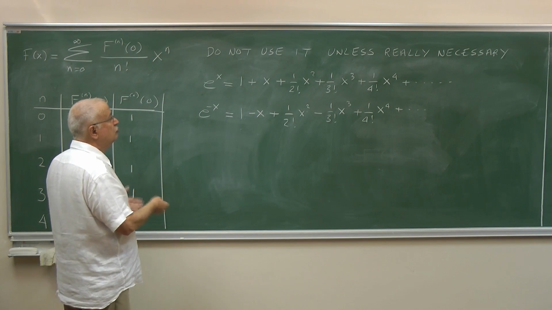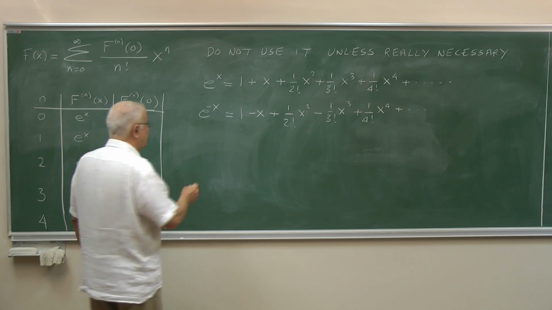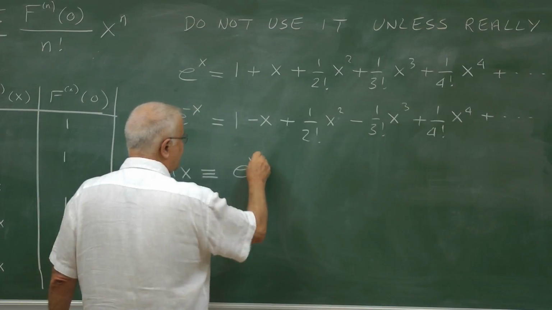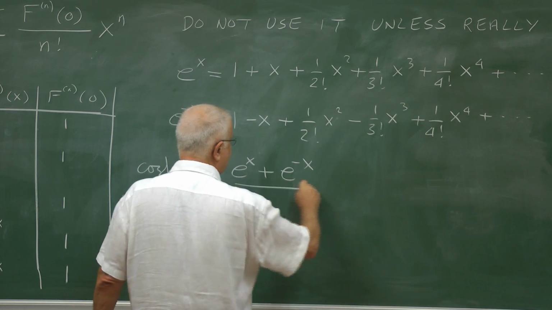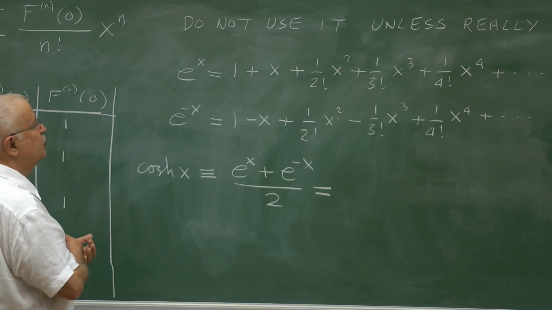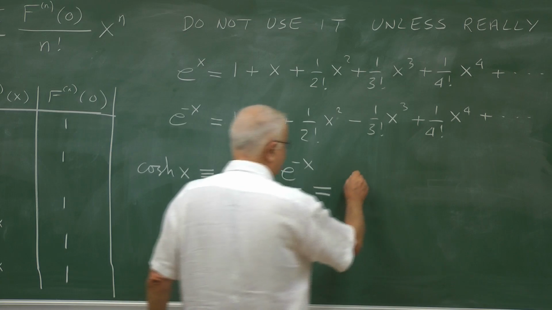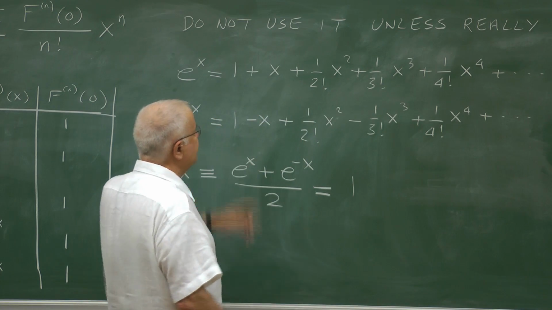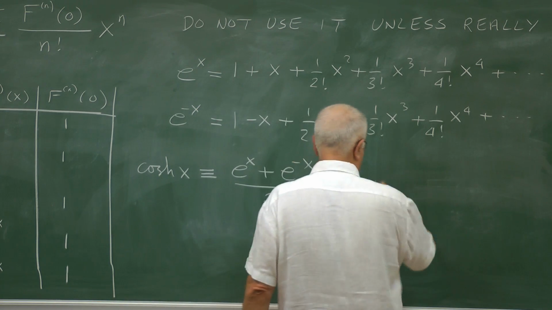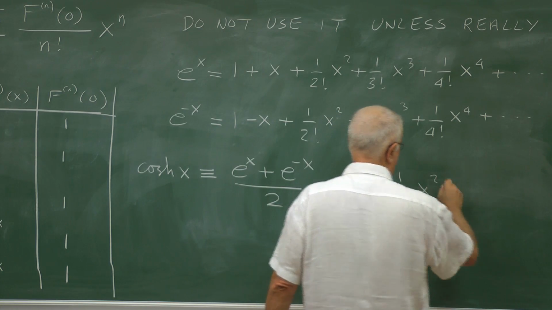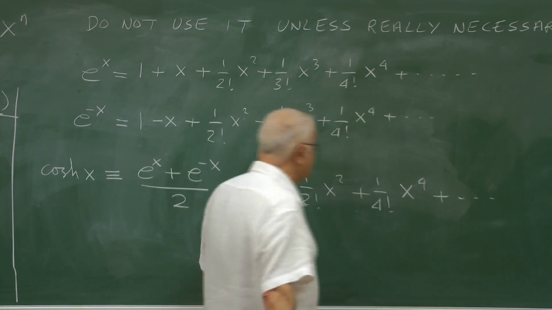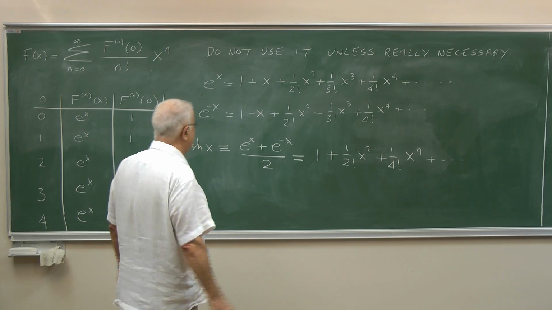Now we are ready to do a hyperbolic function. Let us say cosh x. Cosh x is nothing but e to the x plus e to the minus x divided by 2. So, sort of, it is the average value of these two series. 1 and 1, average is 1. X and minus x, they add up to 0. 1 over 2 factorial x squared, 1 over 4 factorial x to the 4th, etc. So all the even powers of x divided by their factorials.